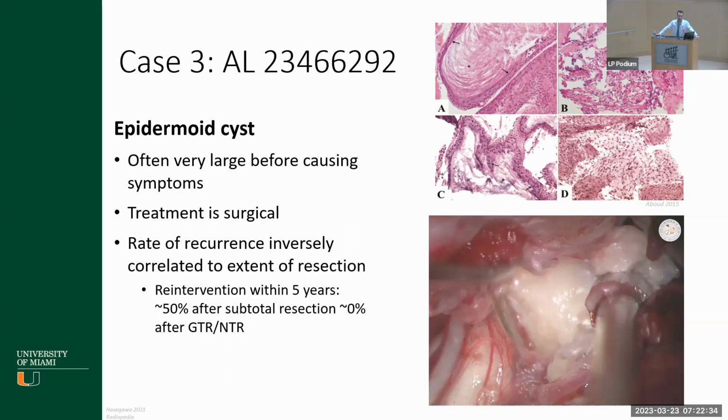Treatment is surgical, and the rate of recurrence is not surprisingly inversely correlated to the extent of resection. So in terms of reintervention within 5 years, if there's a gross total or near total resection, it's basically 0%, whereas subtotal resection about 50%. And even on the recurrence, they often have to recur significantly before they represent with symptoms.